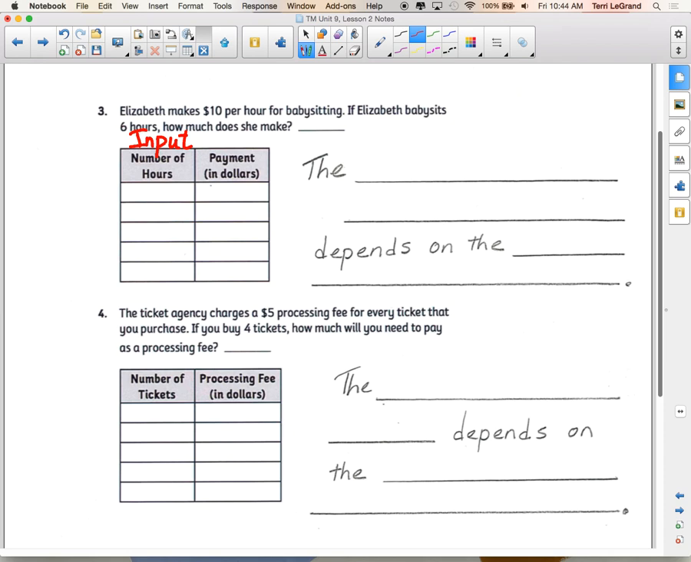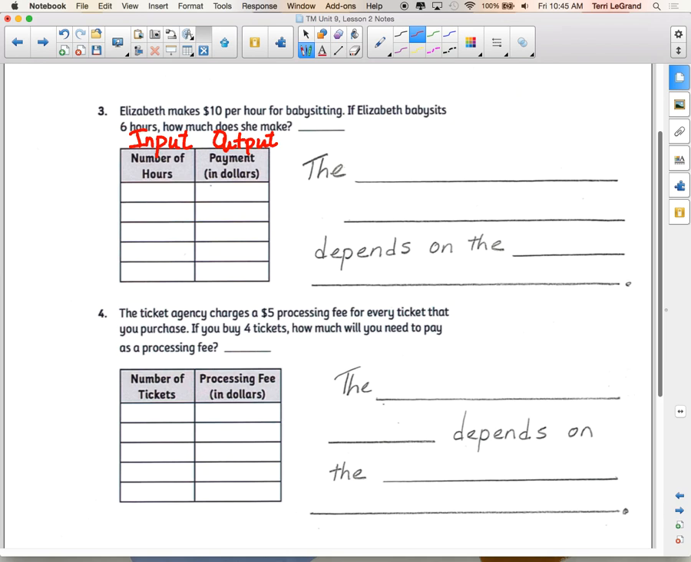The output. And what is the output? How much she makes, yeah. The total amount of money Elizabeth is going to make. So, let's go over here and fill this out. The what depends on the what? Let me remind you, it's like this. The output depends on the input.